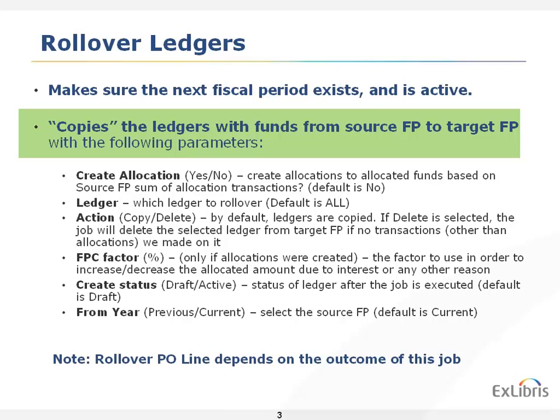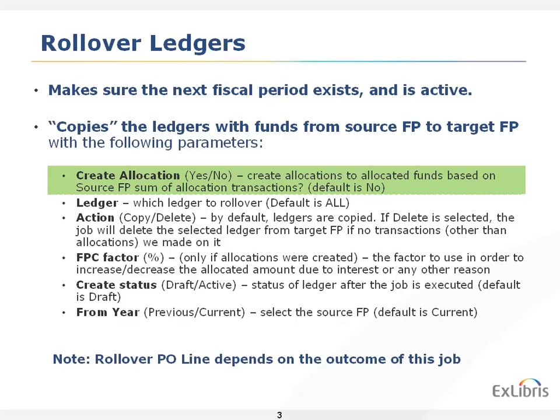The job has the following parameters, and we will go over and see the screenshot and how it actually works in Alma. The parameters are create allocation, which has a yes/no value. This field assumes to create allocations to allocated funds based on the source fiscal period sum of allocations. You can either create the ledgers and funds with allocations or without allocations. But pay attention that if funds are created with no allocations, you may need to go and allocate money for them in order to be able to create encumbrance and create orders on them.